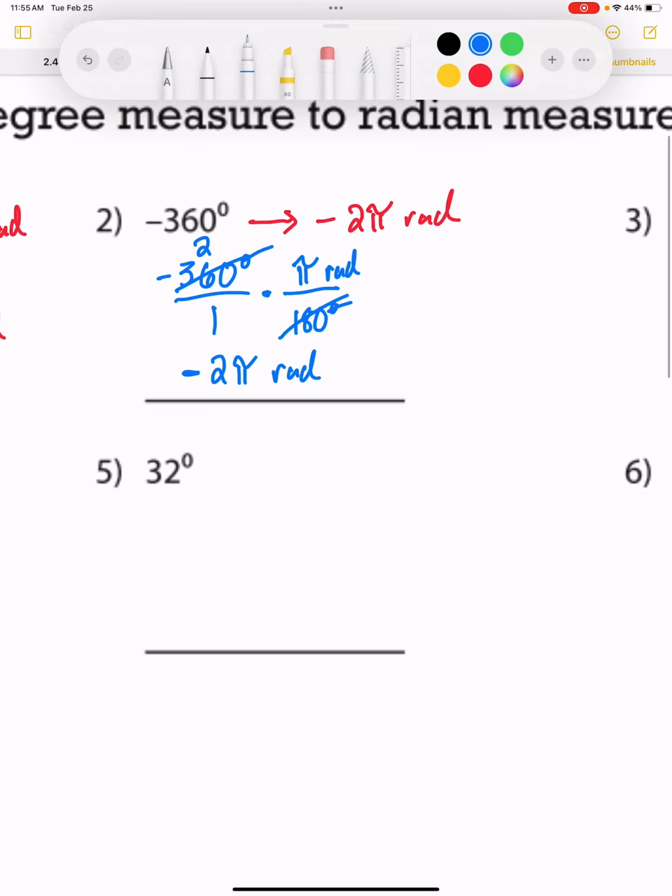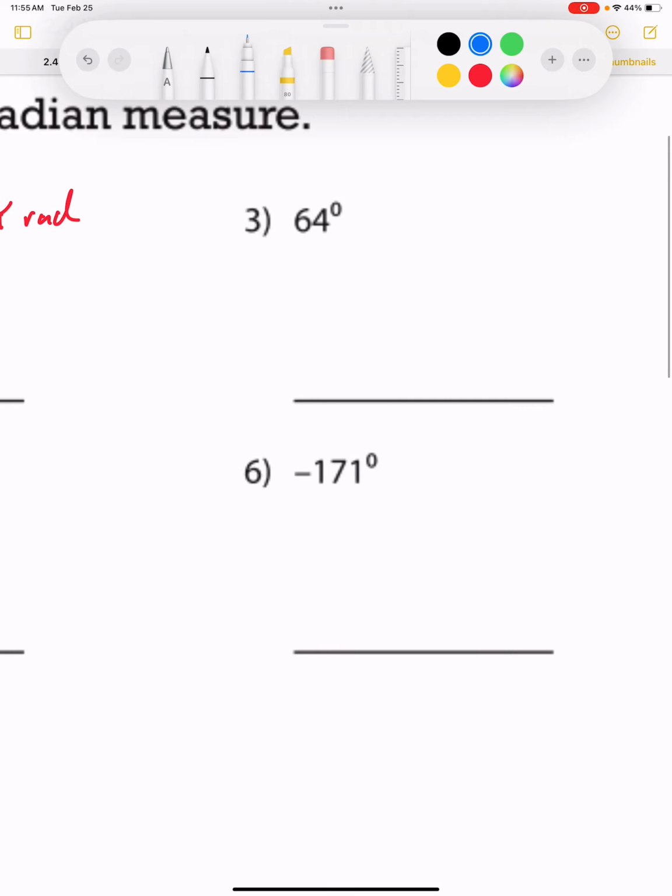So this becomes negative 2 pi, and then we're talking about radians. All right, 64. Same process, right? It doesn't matter if there's a negative sign or a positive sign. 64 degrees over 1 times 180 degrees over pi radians. So the degrees cancel out, and I'm going to try to write it in fractions. 64 over 180 gives me 16/45, right? So one way I could write my answer is 16/45 pi radians.